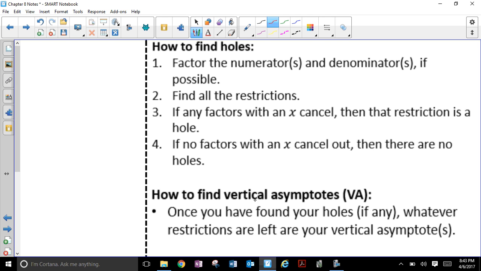Okay, then how to find your vertical asymptote is, once you found the holes, if there are any, whatever restrictions are left over, those are going to be vertical asymptotes. You can have one, you could have more than one, or it may come out that once you cancel, nothing's left in the denominator. So if nothing's left in your restrictions, then there are no vertical asymptotes. Okay? So again, if you come across a blank you don't know how to fill, then come look at your notes because this is your how-to.